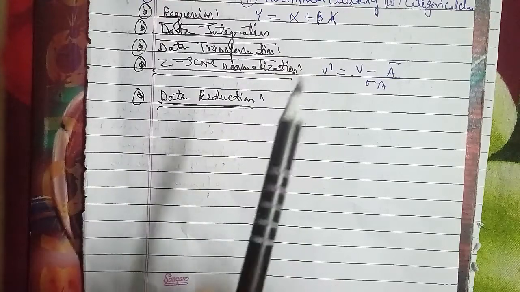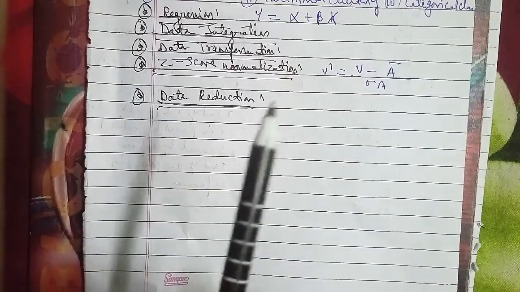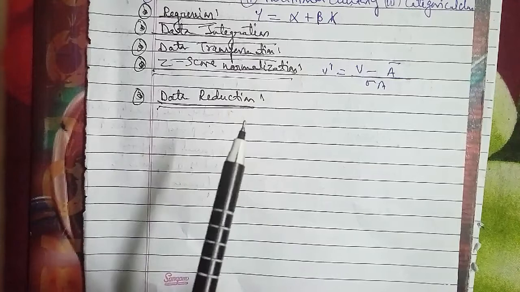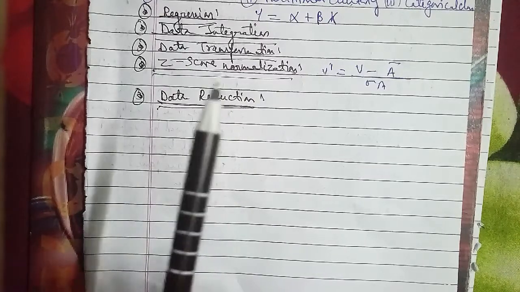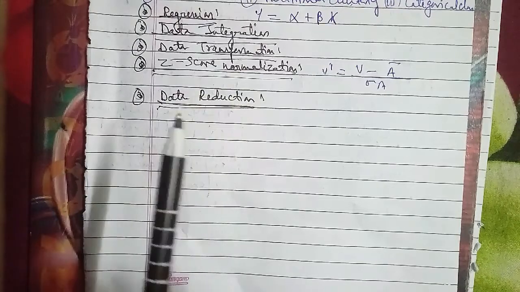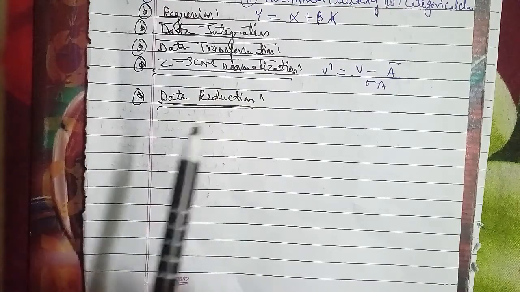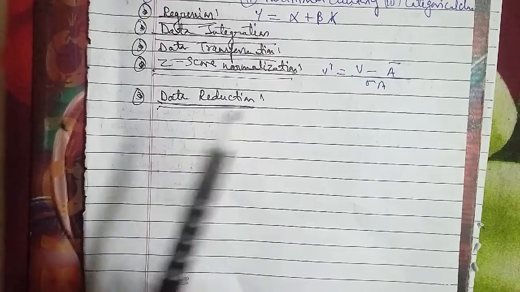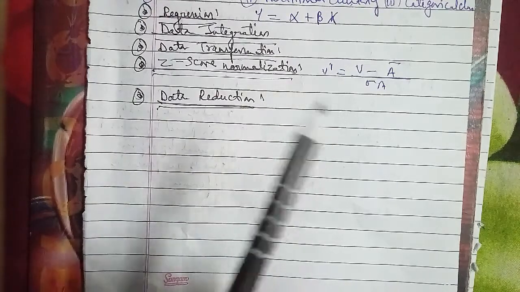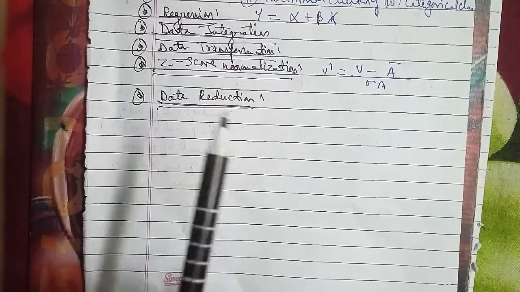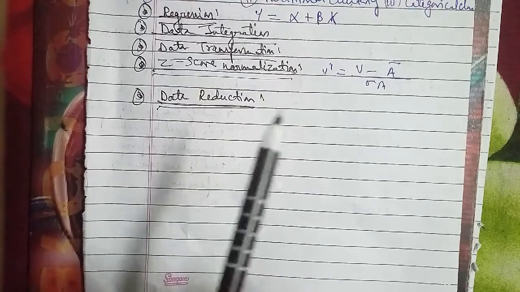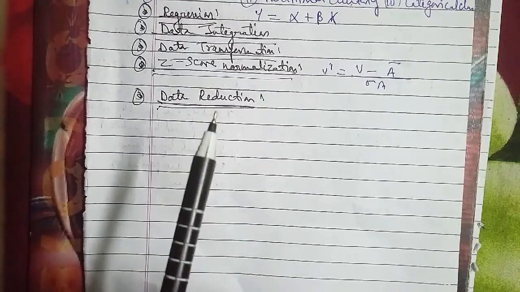The sixth is discretization and concept hierarchy, where data values for the attribute are replaced by ranges or higher conceptual levels. The seventh is the decision tree, which is a flowchart-like tree structure where each internal node is a test on an attribute and each branch is an outcome of the test. We'll talk about these in detail as well.